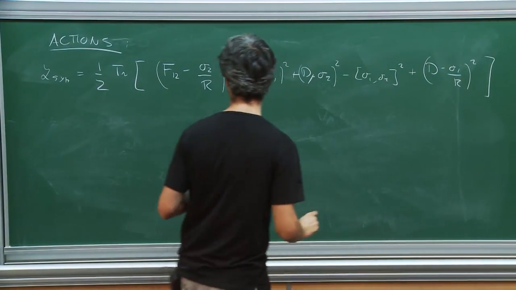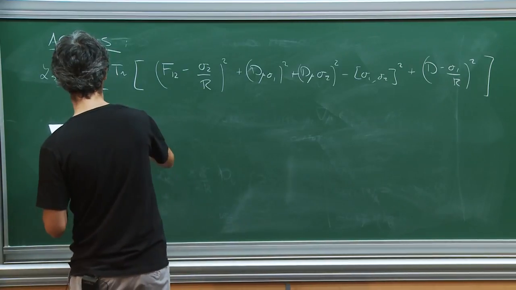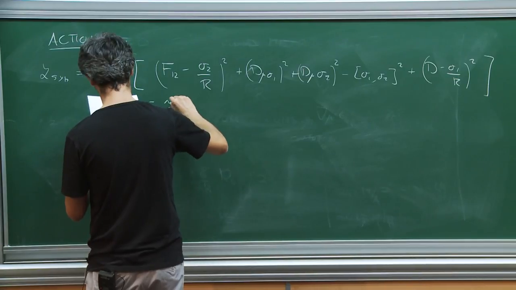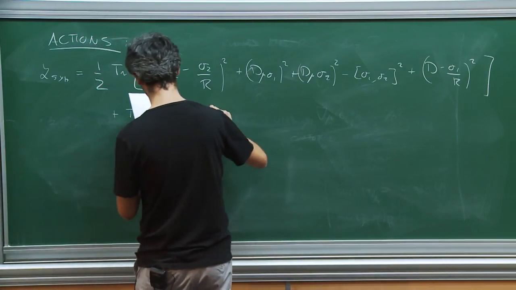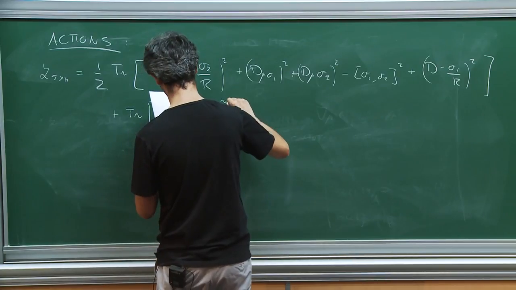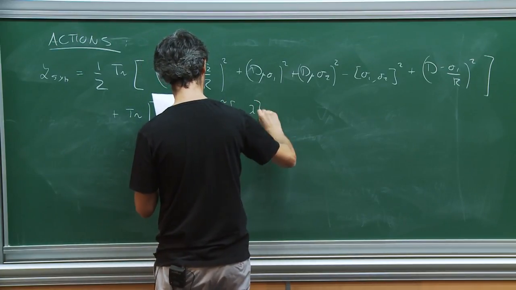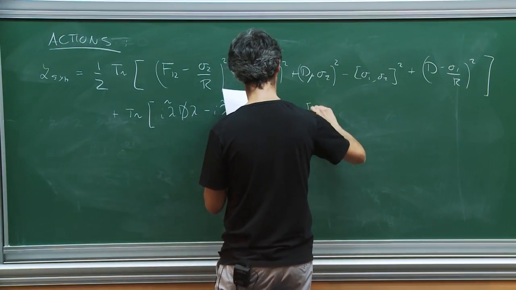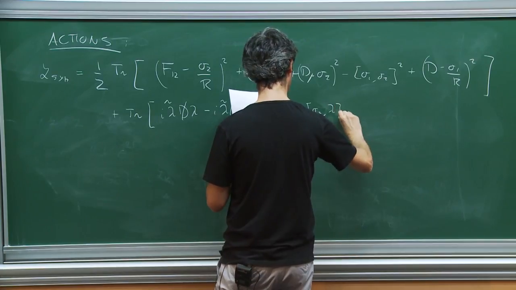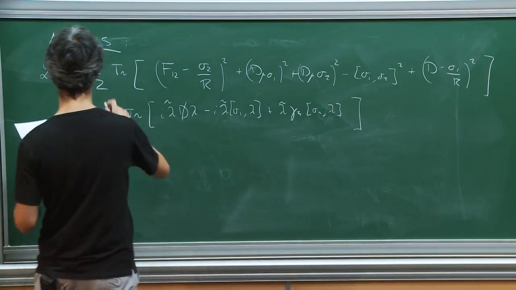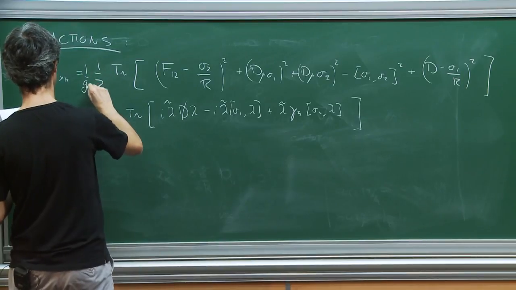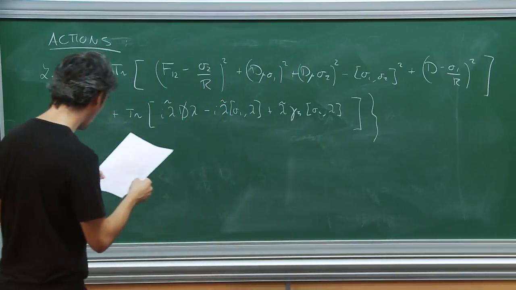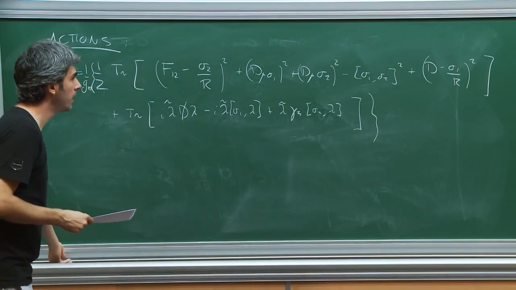So this is the bosonic part that involves the bosonic fields. And then this is the fermionic part. And probably in front of everything, we want a gauge coupling. And so, okay, so this is our bosonic action.